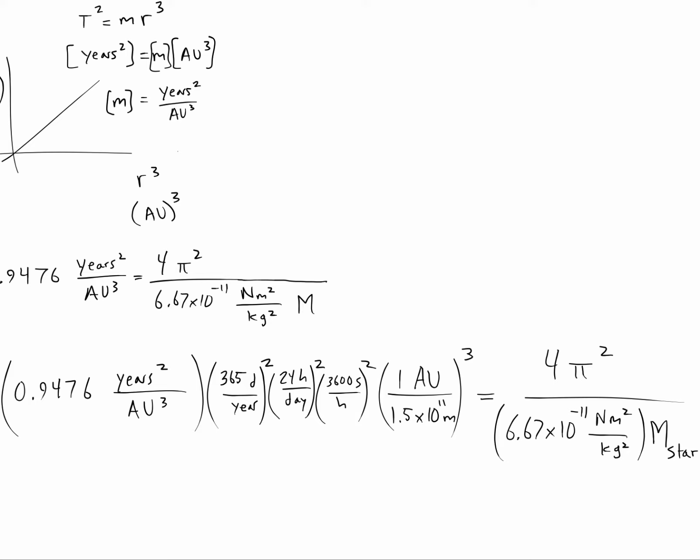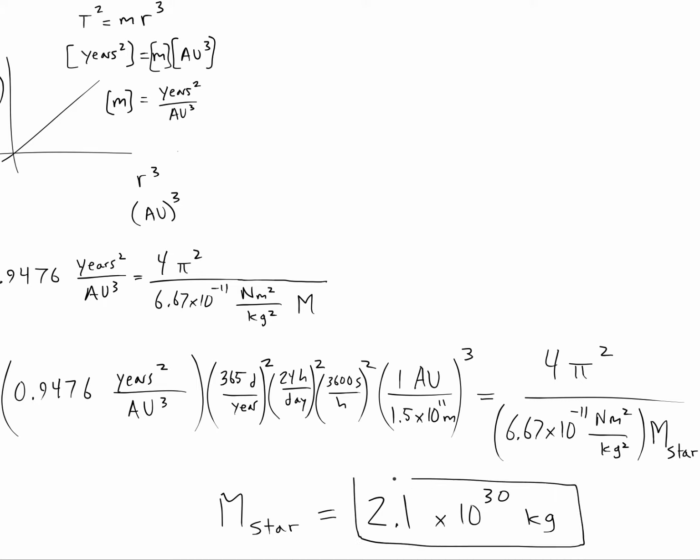Okay, let's try all that. All right, I get that the mass of the star would be 2.1 times 10 to the 30 kilograms. And we know that our sun actually has a mass of 1.99 times 10 to the 30. So, yeah, the approach worked pretty well in this case.